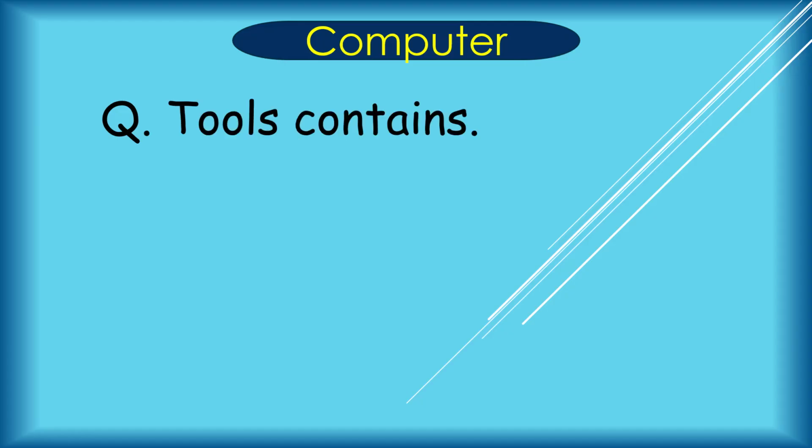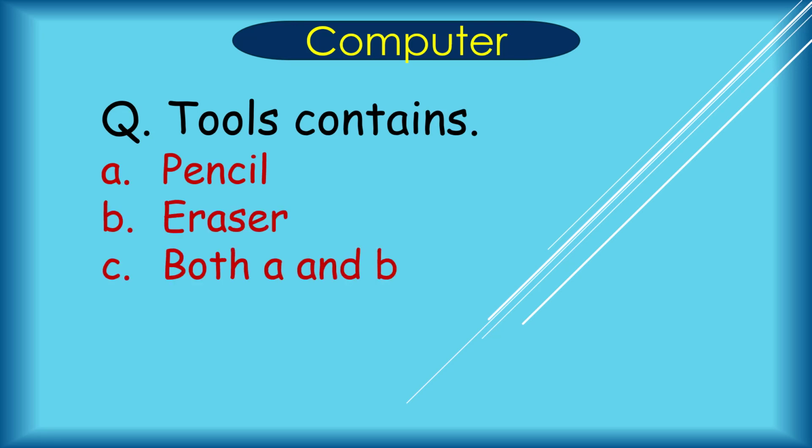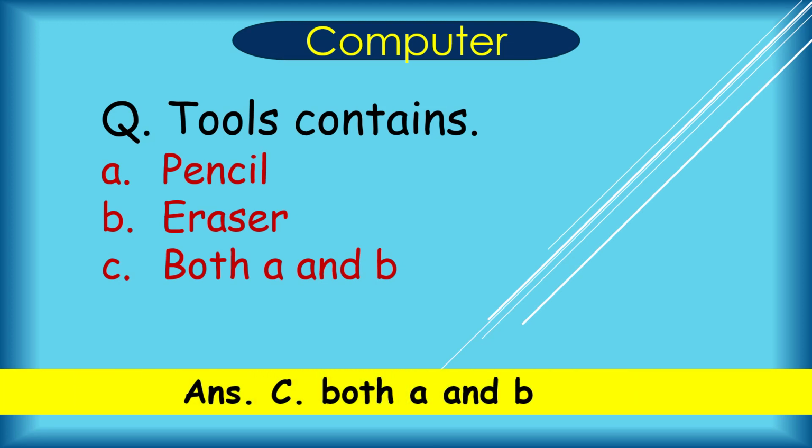Question: Tool contains A. Pencil, B. Eraser, C. Both A and B. Correct answer is C. Both A and B.